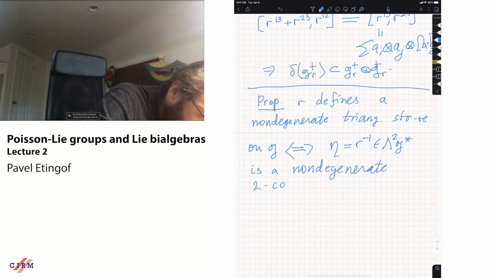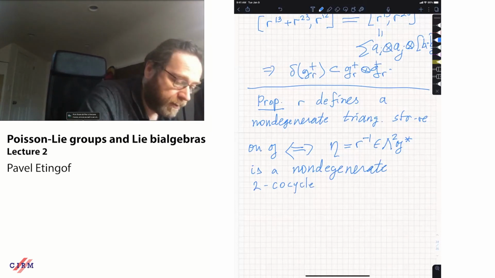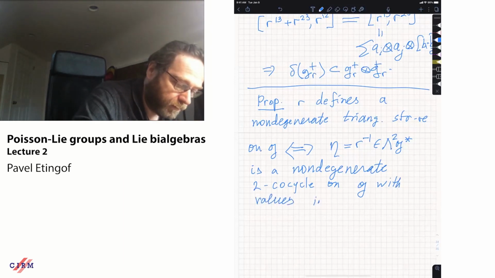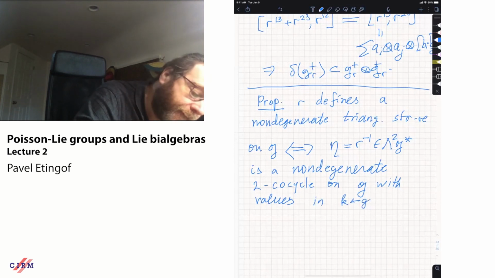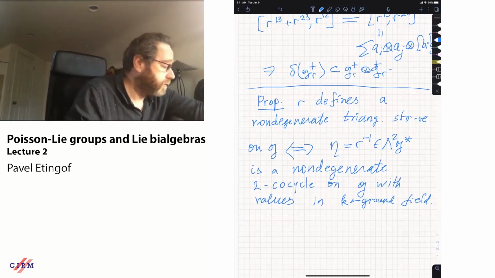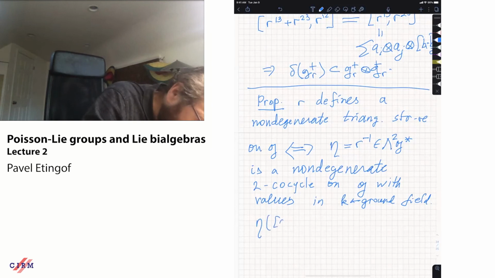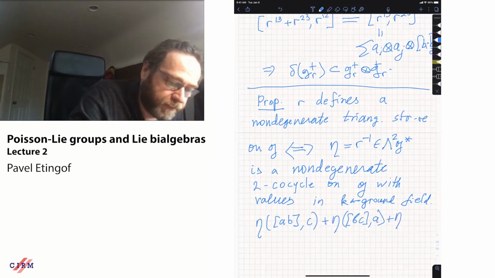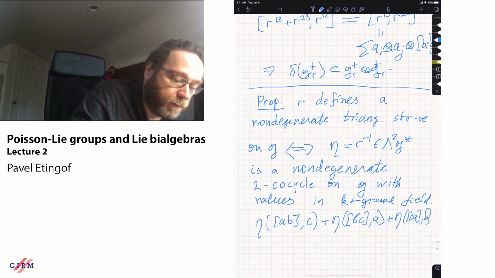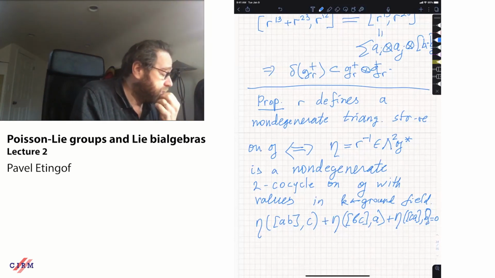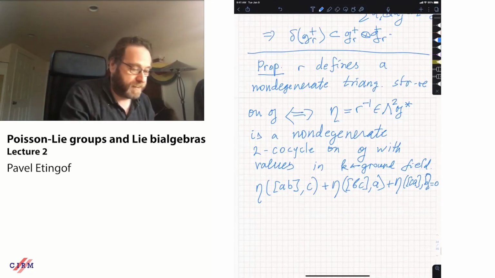2-cocycle on G with values in the ground field K. So this means that eta of A, B, C plus eta of B, C, A plus eta of C, A, B equals 0. I will explain the proof of this next time.